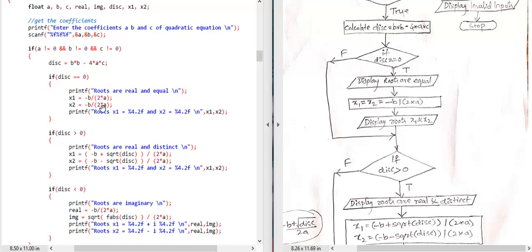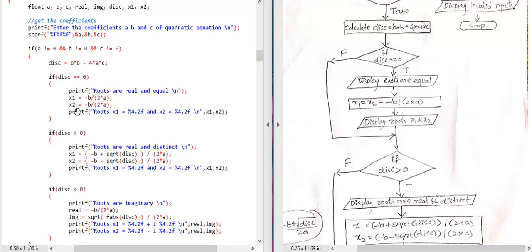After doing that, I have clubbed these two into one statement. If you want, you can have two separate rectangular blocks. All the calculations should be rectangular blocks. Input and output should be a parallelogram, and a rhombus should be used for decision making.